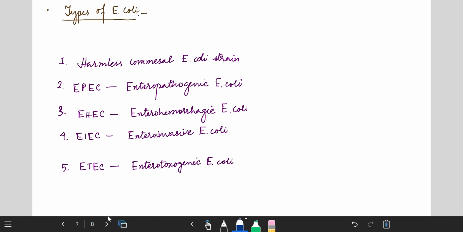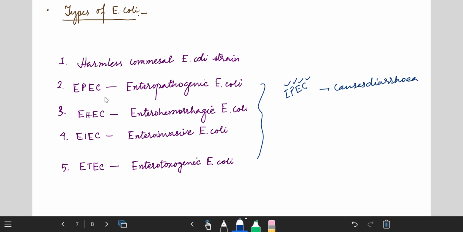Okay. So types of E. coli. What are the types? Mainly 8 types. Among them, the first one is the harmless commensal E. coli strain, which is normally present in the gut of the healthy human being. And these 4 are known as IPEC, means intestinal pathogenic E. coli strain. They mainly cause diarrhea.